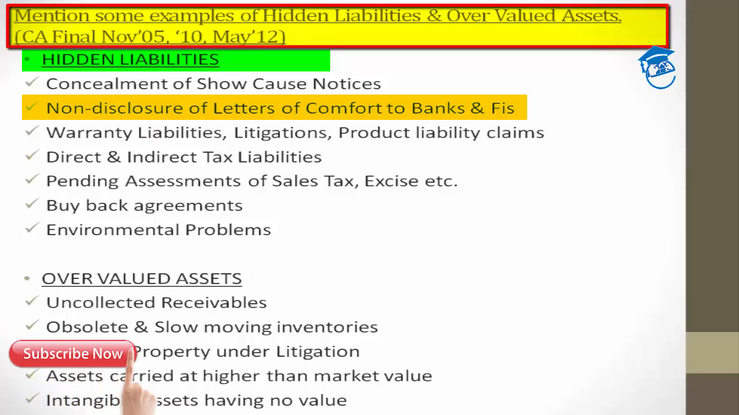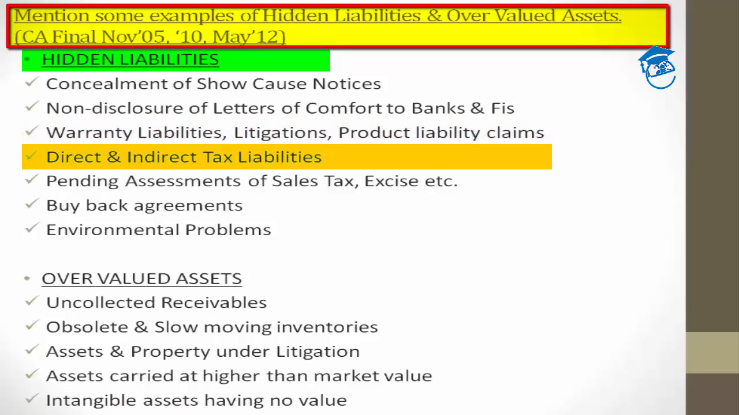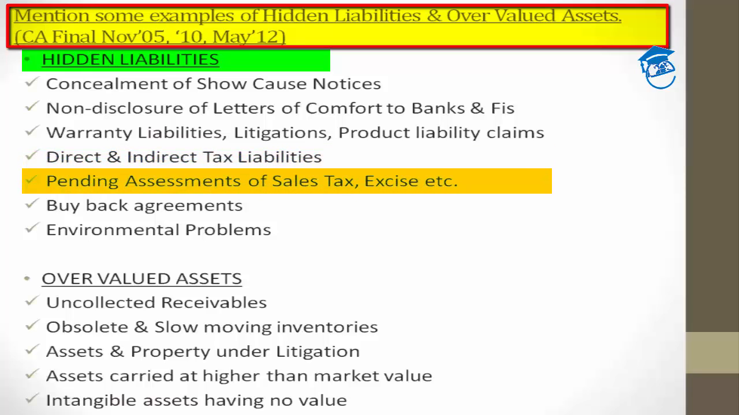Next will be the product and other liability claims, be it warranty liabilities, product returns, discounts, product liabilities, or liquidated damages, litigations. All these things, if in case you are not showing it up, these are the hidden liabilities. Then comes any of the direct or indirect tax liability. That will also be classified under hidden liability if in case you don't reflect the same. Then comes pending assessments of sales tax, service tax, excise. Though it's not being shown currently in your books, certainly you'll have to pay for each one of them. So this is something which will be treated as hidden liability in your case.